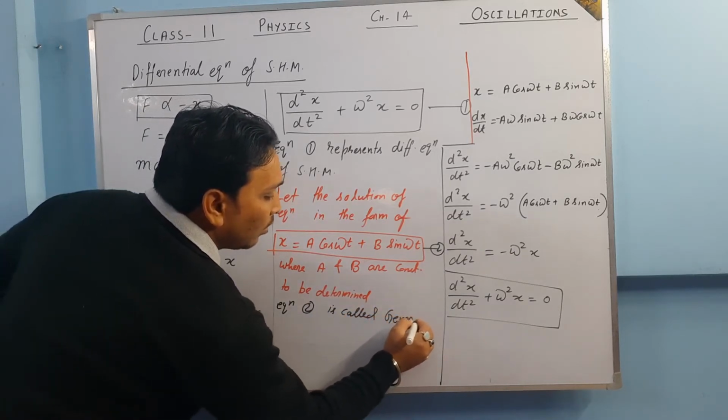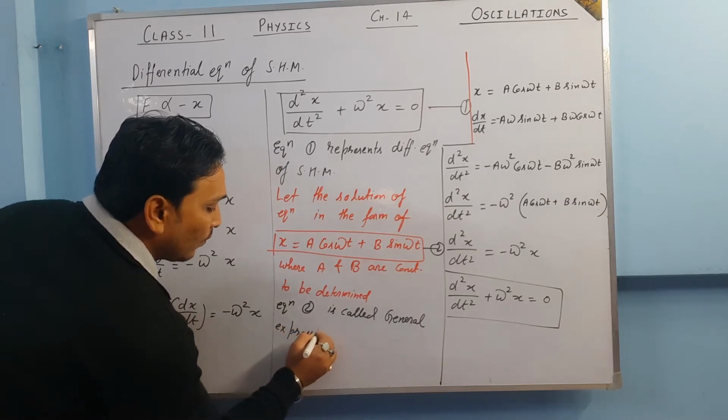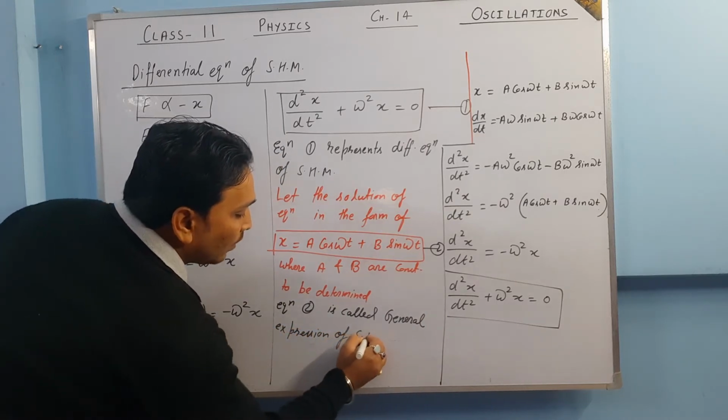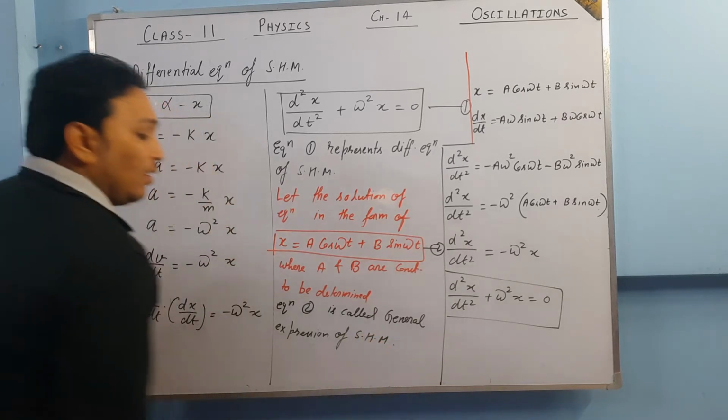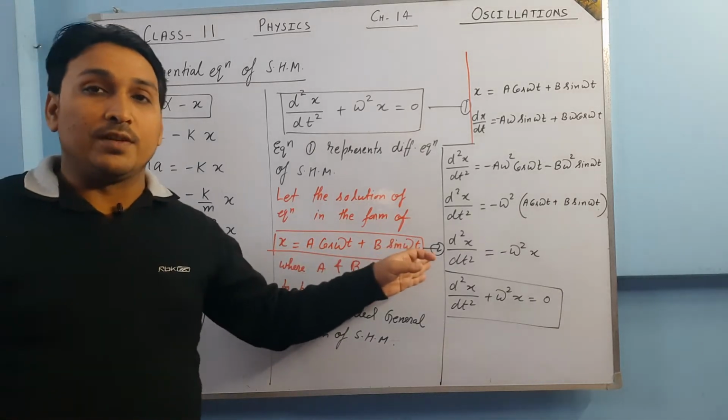the general expression of SHM. Equation number 2 is called the general expression of SHM. This is the general expression of SHM.